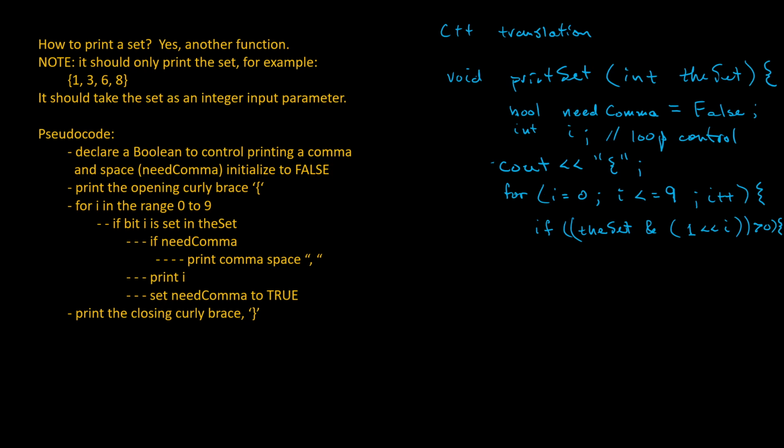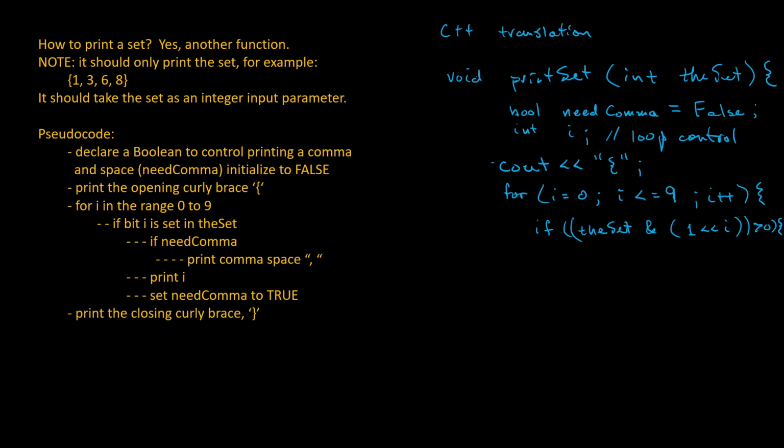So 2 to the 0 is 1, 2 to the first is 2, 2 to the second is 4, 2 to the third is 8, 2 to the fourth is 16. We go up to 2 to the ninth, which is 512. So at that point, I'm checking to see if that bit is a 1, and it will return a value that is either equal to 0 or greater than 0. So that's the reason why we're checking the greater than 0.